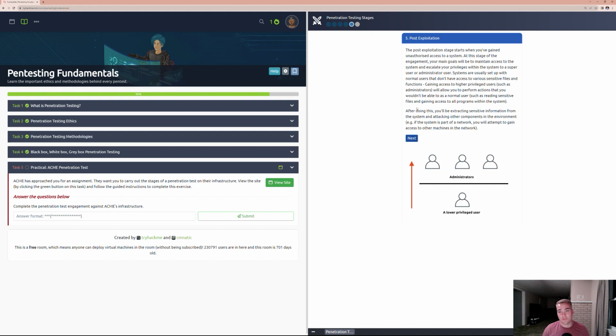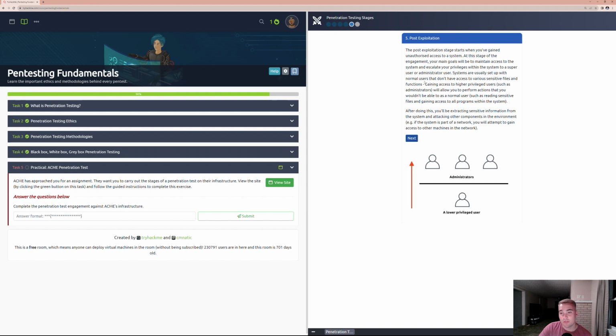So this is when we've got that unauthorized access, which means access that shouldn't have been able to be accomplished, not literally unauthorized or not allowed to even access the system. But at this stage of the engagement, your main goals will be to maintain access to the system and escalate your privileges within the system to a super user or administrator user.